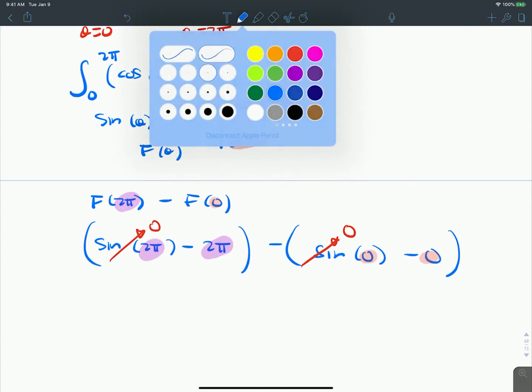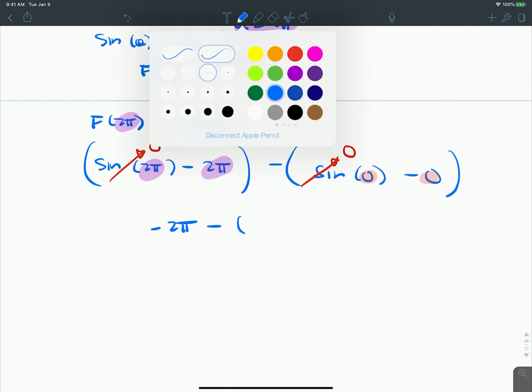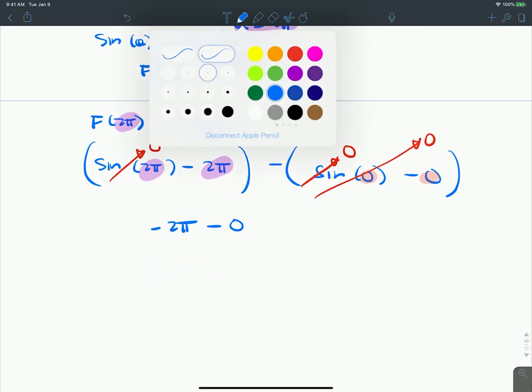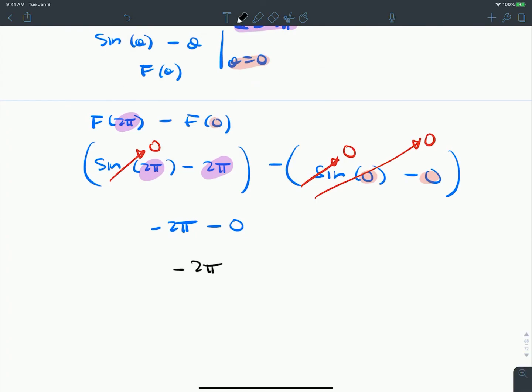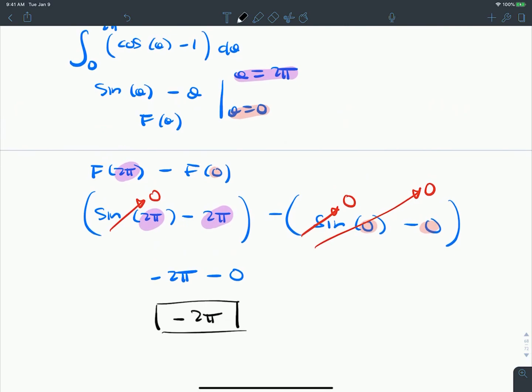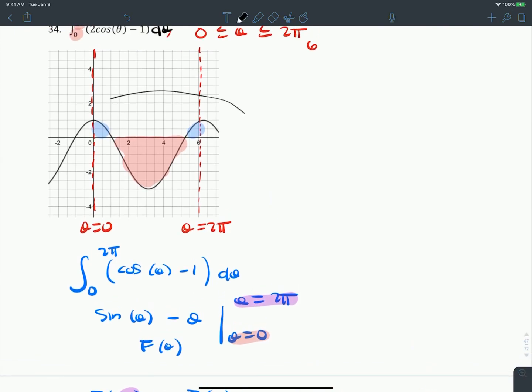So it looks like we're left with here negative 2 pi minus, and we should actually just notate this as well and say this whole thing is 0. So 2 pi minus 0 is going to ultimately be simply negative 2 pi. And let's put that answer in black here. So sure enough, we get a negative answer, negative 2 pi, which means that the net area in total here is negative 2 pi.